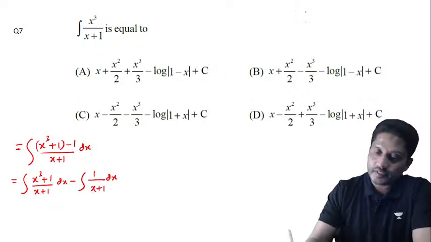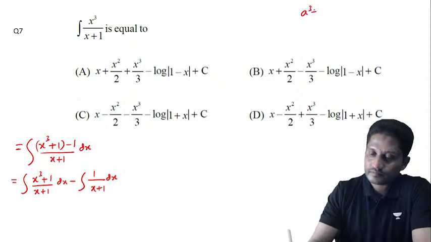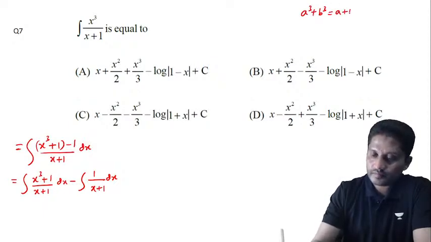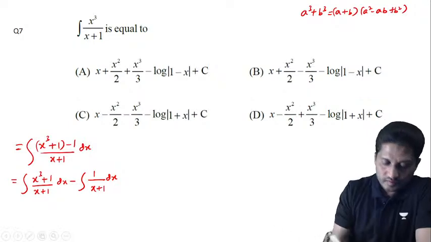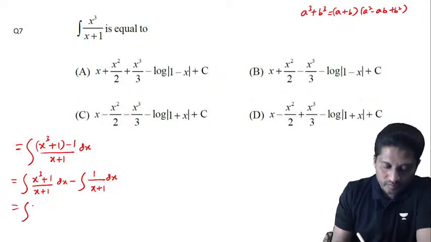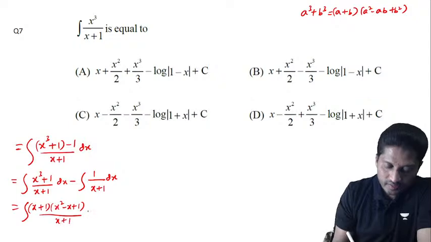Right, a cube plus b cube. If you take a plus b out, you will get a square minus ab plus b square. x cube plus 1, if I take x plus 1 out, you will get x square minus x plus 1 whole divided by x plus 1 dx minus integration of 1 divided by x plus 1 dx.